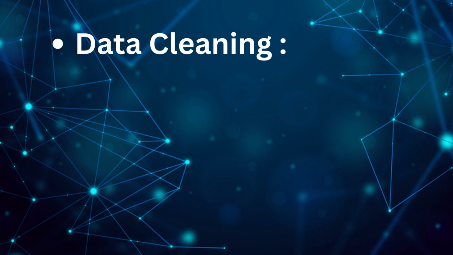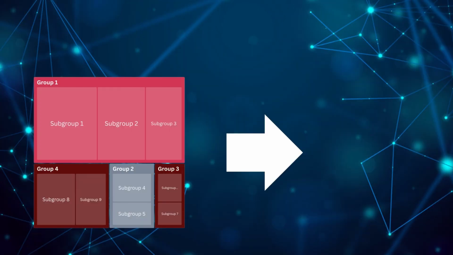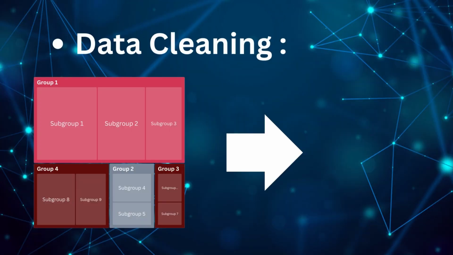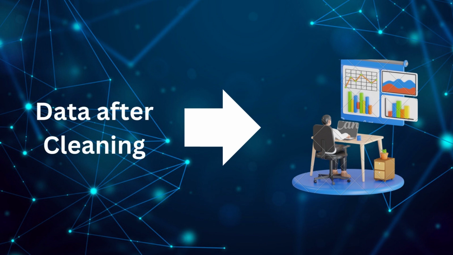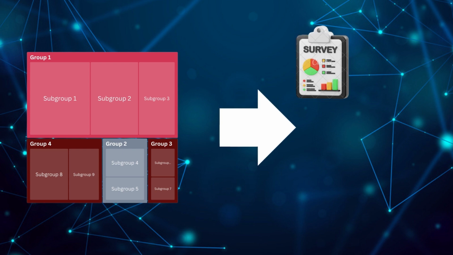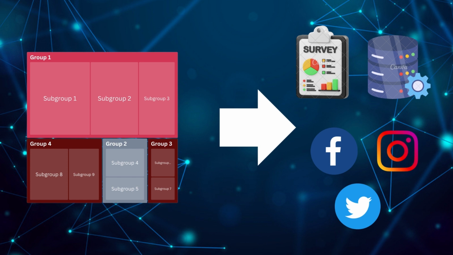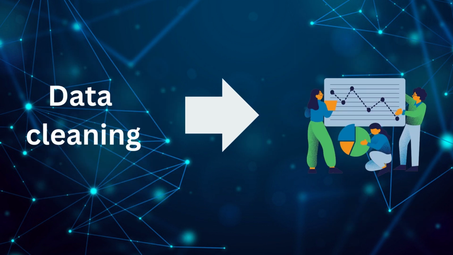The data cleaning process is the process of identifying and correcting errors and inconsistencies in data. Data cleaning is necessary to ensure that your data is accurate and reliable, so that you can draw meaningful insights from it. Data can come from a variety of sources, such as surveys, databases, and social media platforms. When data is collected from multiple sources, it is common for there to be errors and inconsistencies. Data cleaning is the process of fixing these errors and inconsistencies, so that the data can be used for analysis.